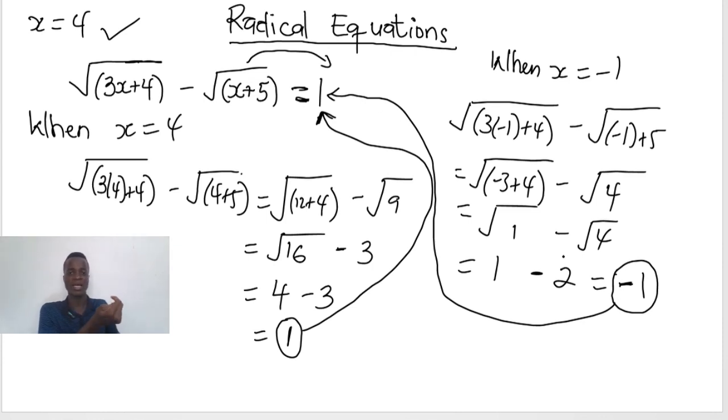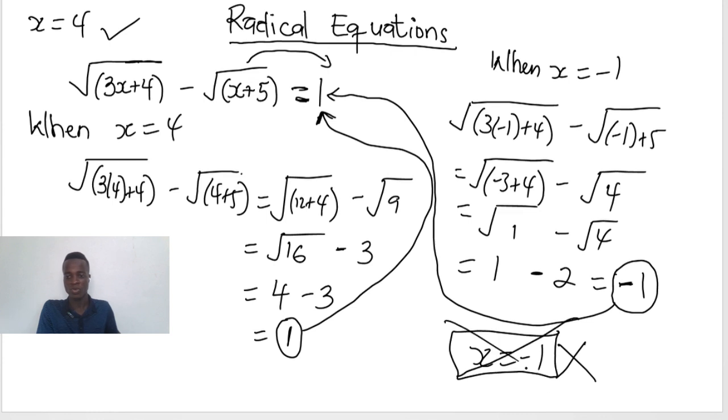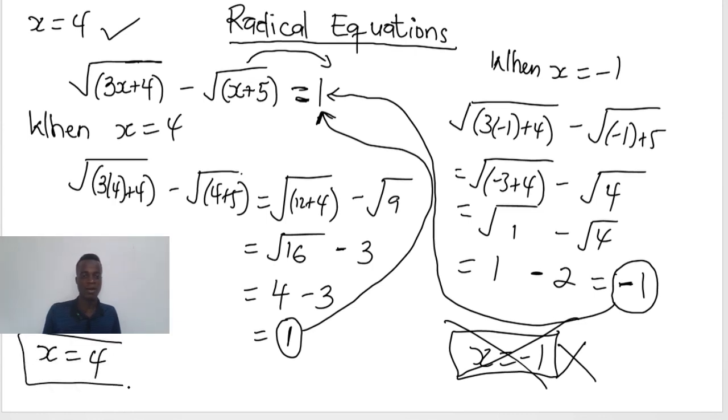At the end of the day, we see that x equal to negative 1 is not correct. It's not going to work for us. So the only valid answer from the two answers that we got is x is equal to 4. So the final answer for this particular radical equation is x is equal to 4. This is our final answer because x is equal to negative 1 will not satisfy it. So this is how to solve the radical equation.